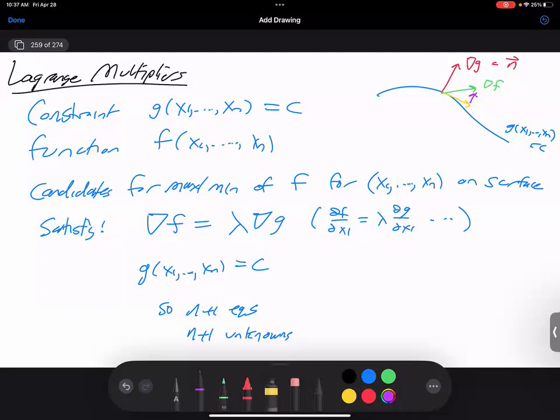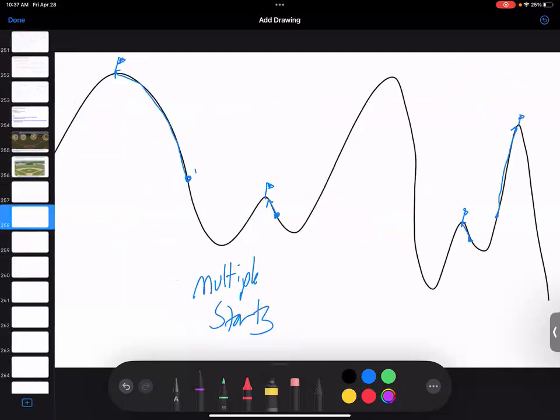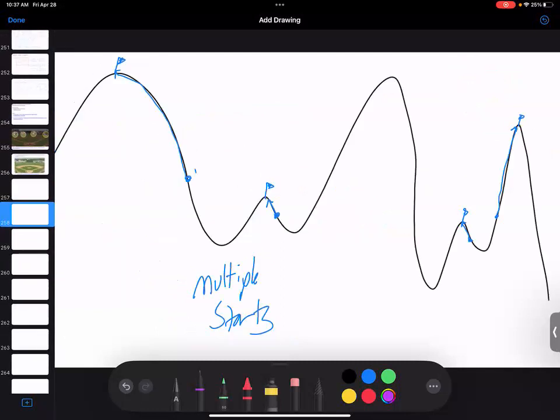If you're at a place where the gradient of f is not aligned with the gradient of g, it's telling you which direction to move. Okay? And so we can use this to flow and try to find where we are. But the danger is that you might end up in something like this. You might find a local maxima or local minima. So one way around this is you just try a bunch of points.